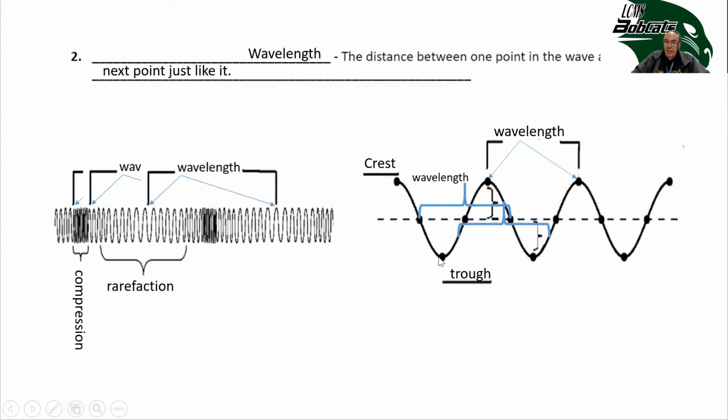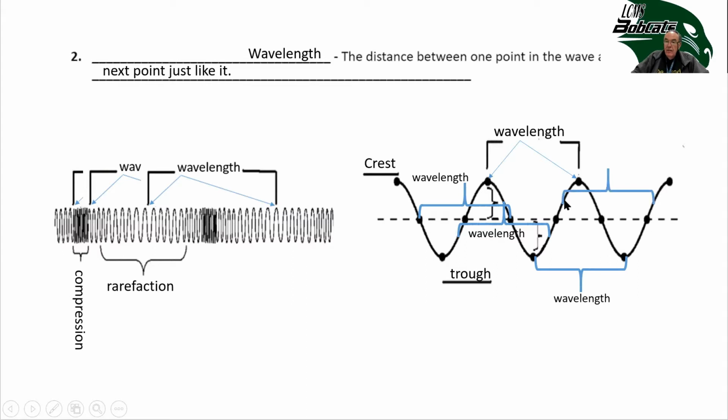What if we picked between a trough and about halfway up to the normal? Well, the next place where there's a trough and halfway up to the normal, the next point just like it, is right here. And that's also a wavelength. A wavelength could also be from a trough to a trough. So this is a point on the wave, and the next one just like it is this next trough. So that's also a wavelength.